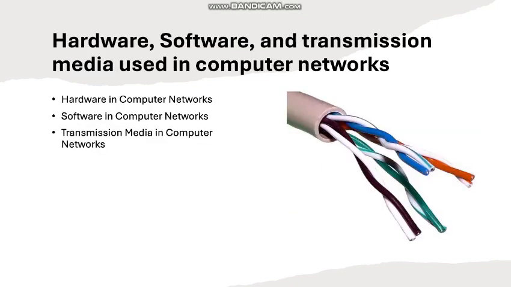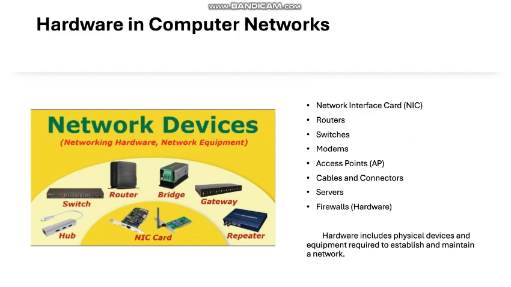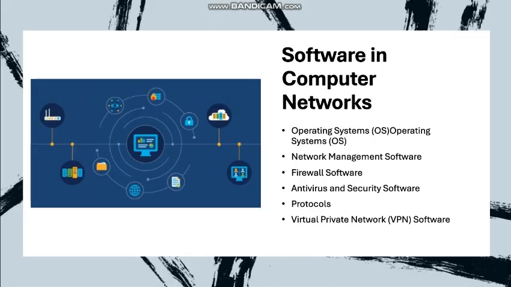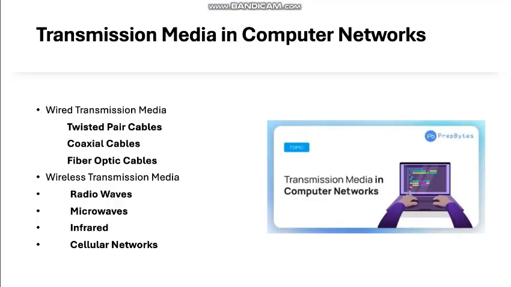Hardware, software, and transmission media used in computer networks. Hardware in computer networks, software in computer networks, transmission media in computer networks. Hardware of computer systems: NICs, routers, switches, modems, access points, cables and connectors, servers, firewalls are examples of this. Software in computer networks: operating systems, network management software, firewall software, antivirus and security software, protocols, virtual private networks are examples of that.